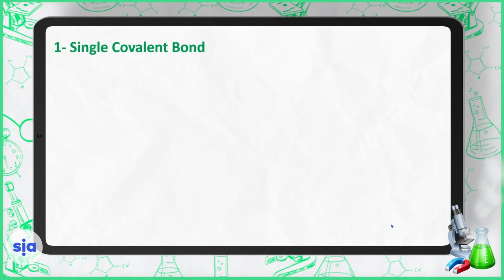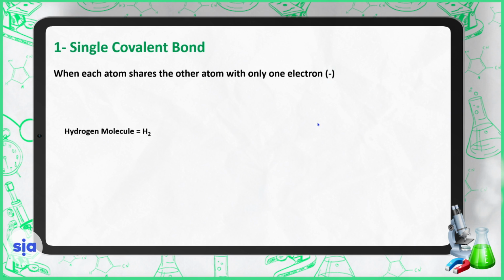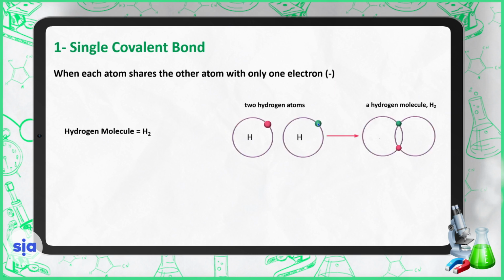Single covalent bond. It's when each atom shares the other atom with only 1 electron, and we give it the symbol minus. Look at the hydrogen molecule, H2. Each hydrogen atom will share the other hydrogen atom with only 1 electron. This is a single covalent bond.